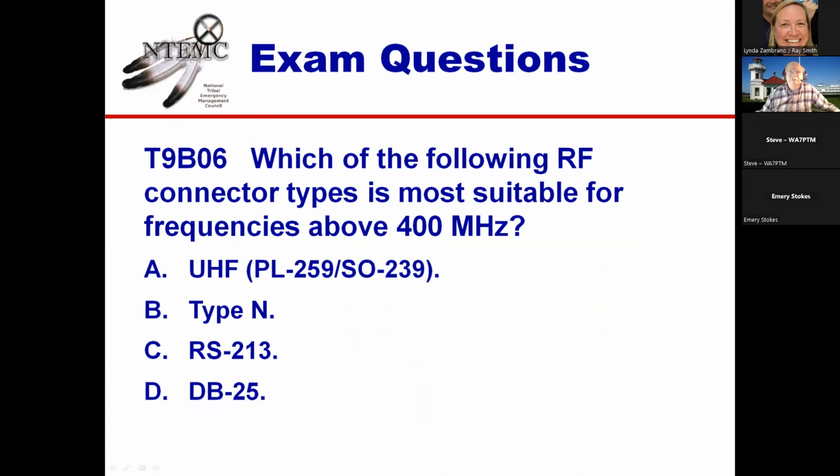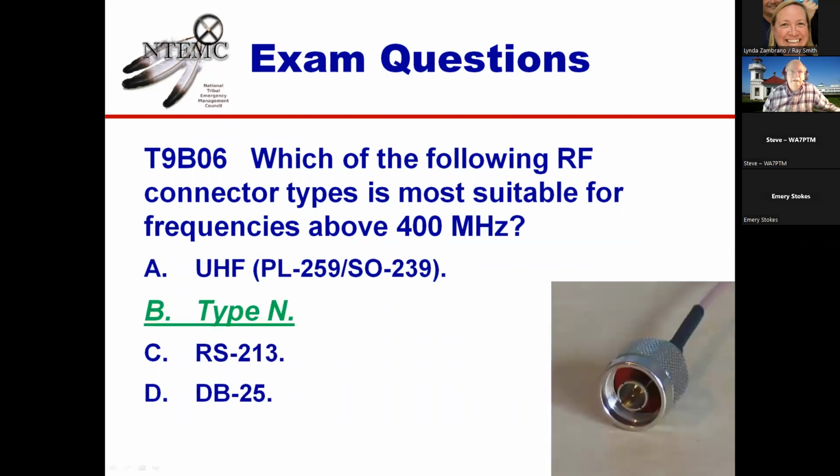And I just gave you the answer to this one. Which of the following RF connector types is most suitable for frequencies above 400, the higher UHF frequencies? You want a type N. It's better than the UHF, the PL259, SO239. The other types of connectors are for different purposes.